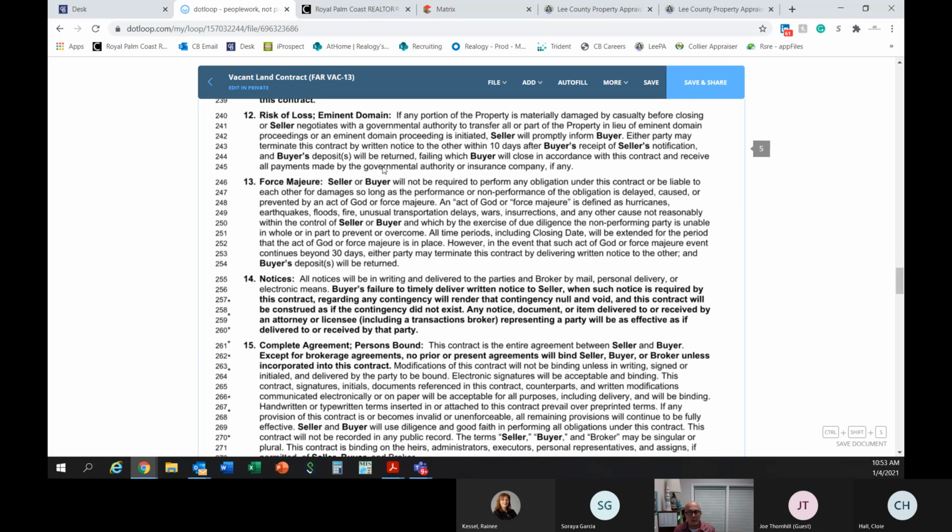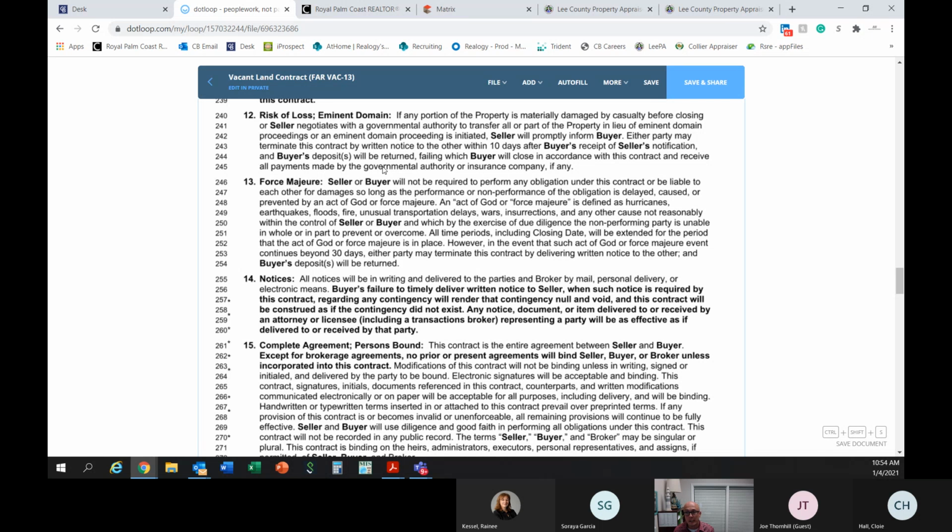Okay, force majeure. Okay, hurricanes. That's where this comes into play. Tropical storms. Seller or buyer will not be required to perform any obligation under this contract or be liable to each other for damages so long as the performance or non-performance of the obligation is delayed, caused, or prevented by an act of God or force majeure. An act of God or force majeure is defined as hurricanes, earthquakes, floods, fire, unusual transportation delays, wars, insurrections, and any other cause not reasonably within the control of seller or buyer, which by the exercise of due diligence the non-performing party is unable in whole or in part to prevent or overcome.